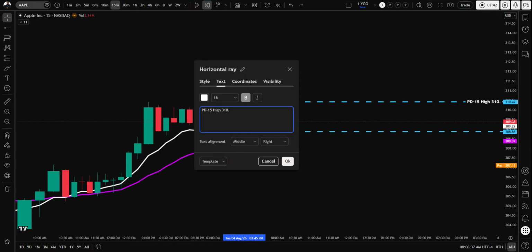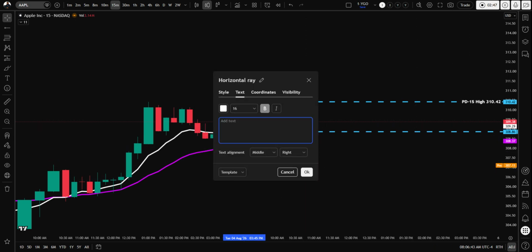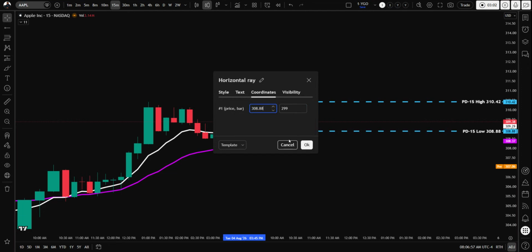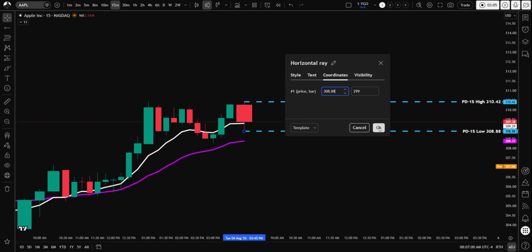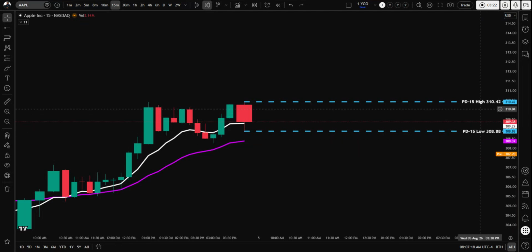And so there we go, and this is my low. That's gonna be 308.88. Let's make sure that's correct. One way I probably could do it better is to use the snap magnet tool so that it snaps into place where I want it. But if we look, pre-market is already outside of my box, but we'll get to that in just a second.